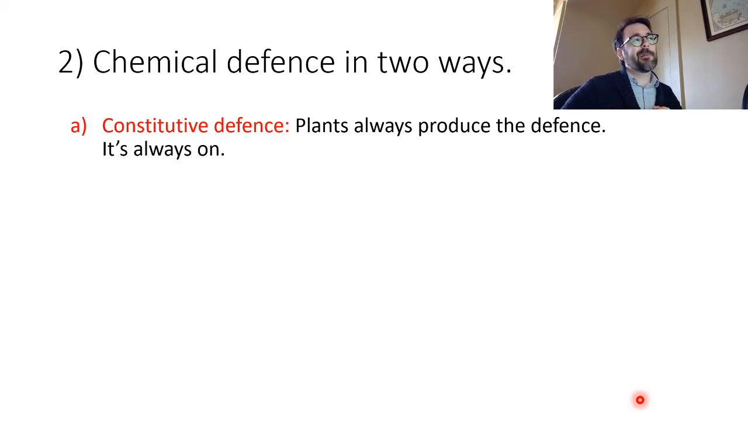And so inside chemical defense, plant ecologists also make two distinctions, which it's important for you to realize. One is constitutive defense. The idea is that plants always produce this, it's always on. So chili peppers are always hot, right? That's just the deal with chili peppers.